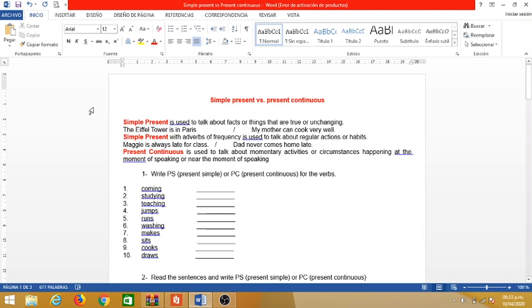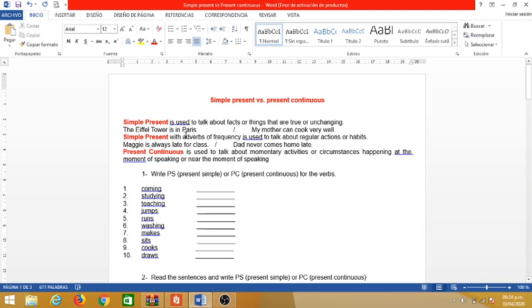Today we are going to revise simple present and present continuous. Remember that simple present is used to talk about facts or things that are true or that do not change. For example, the Eiffel Tower is in Paris. My mother can cook very well.